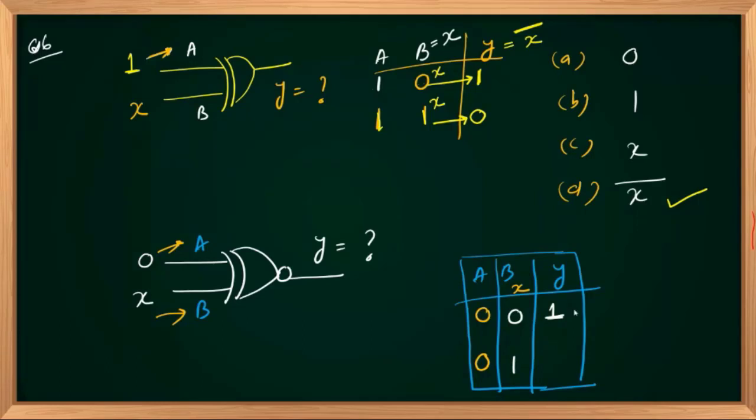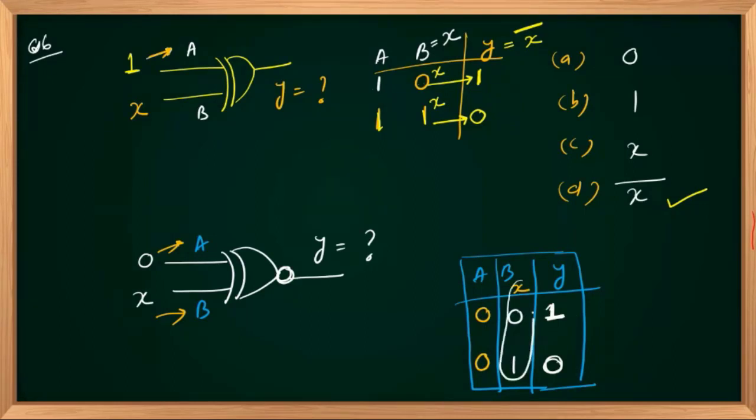Second case, if X equal to 1, A is 0 and X is 1 implies A is 0 and B is 1, right? So they are different, 0 and 1. XNOR gate, if inputs are different, XNOR gate will give me a 0. That is the property of XNOR. Different inputs 0, same inputs 1. Whereas XOR gate, same inputs 0, different inputs 1. Here it is XNOR, right? So same inputs 1, different inputs 0, right? So this column was equal to X.